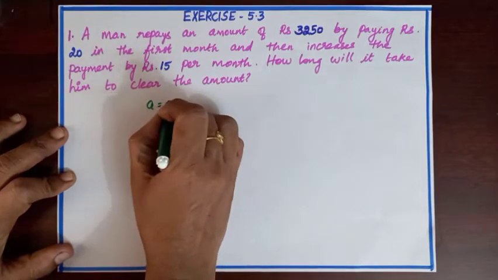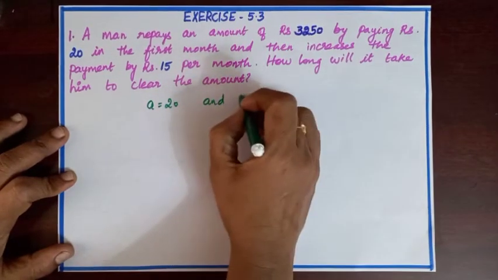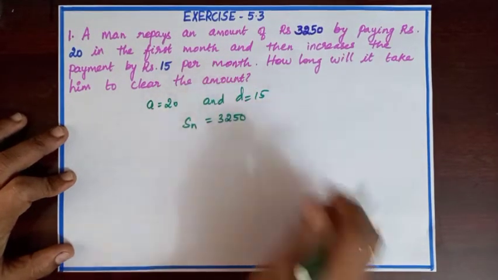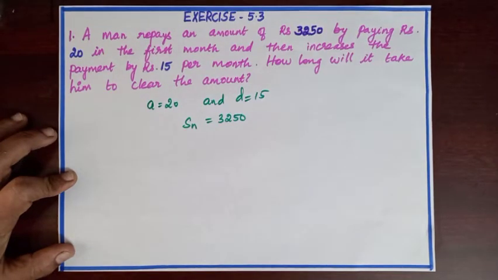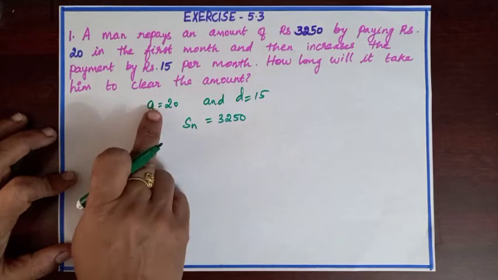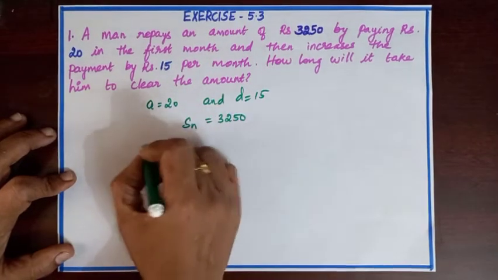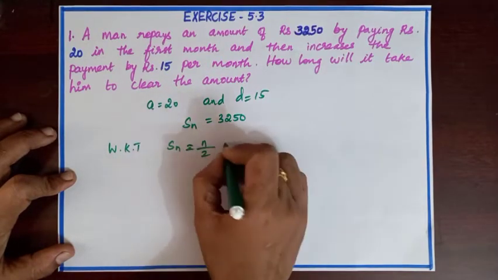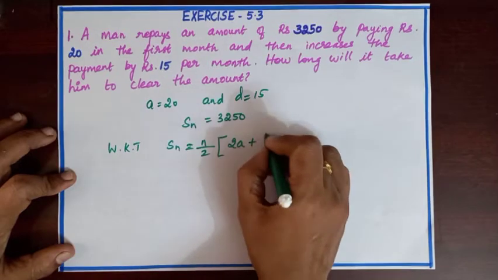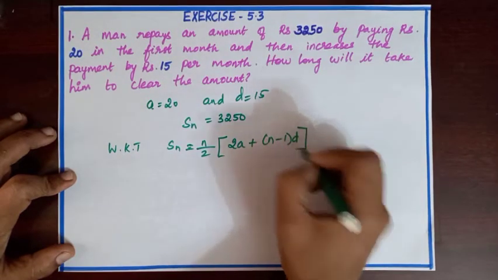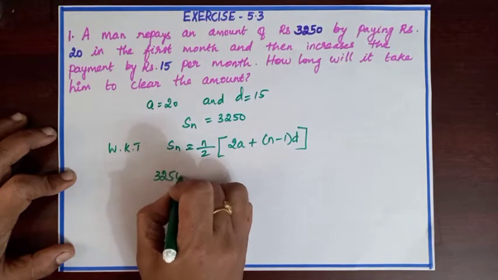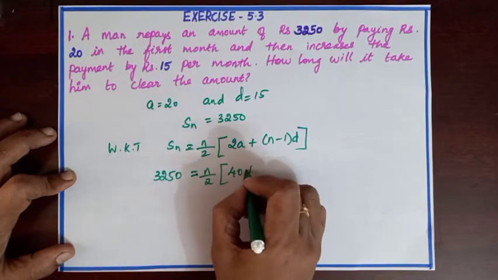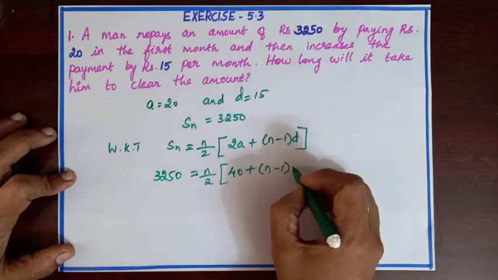Given a equal to 20 and d equal to 15. Sn is 3250. Suppose the loan is cleared in n months. Clearly the amount forms an AP with a 20 and d equal to 15. We know that Sn equal to n by 2 into 2a plus n minus 1 into d. Here Sn is 3250, so n by 2, open bracket, 2 into a is 40, plus n minus 1 into d is 15.